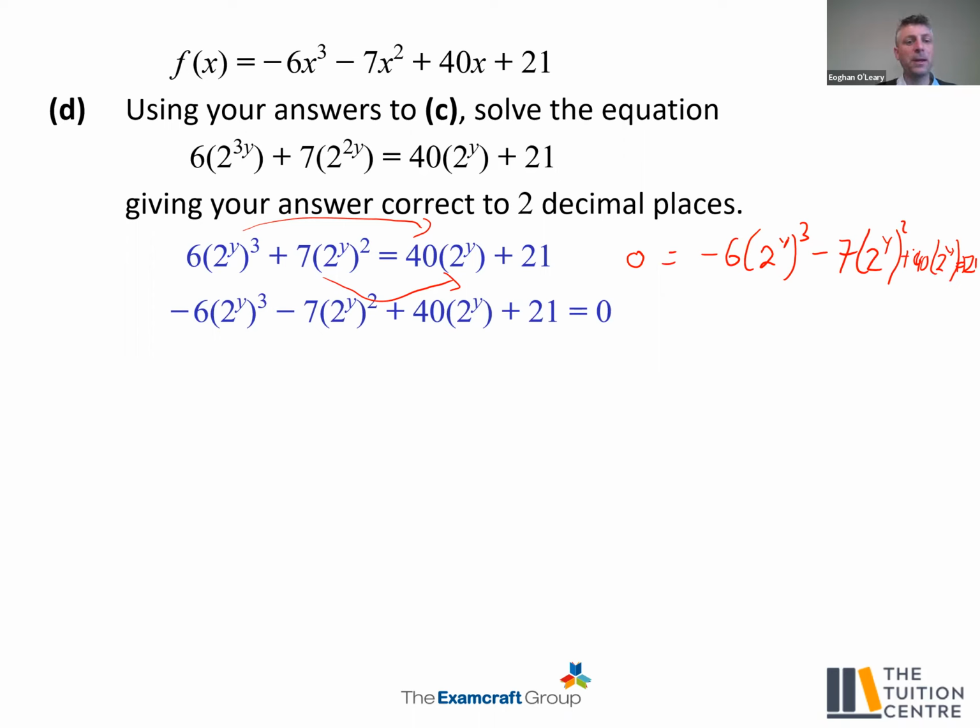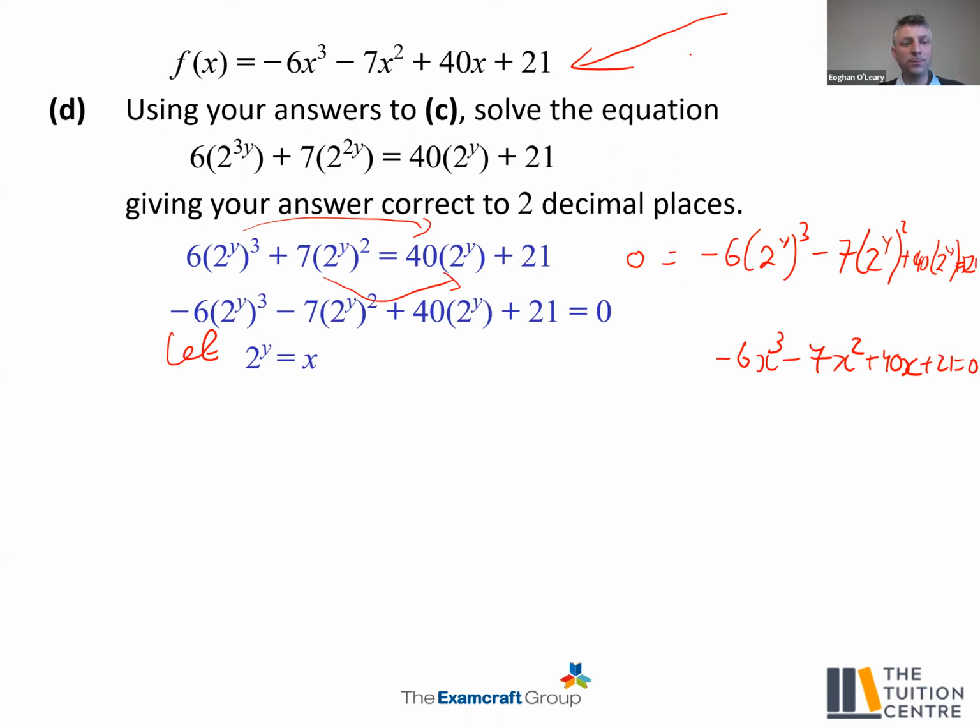And now I can say, well, let 2 to the power of y equal x. This is a trick we've seen before. So I will have this equation: minus 6x cubed minus 7x squared plus 40x plus 21 equals 0. And of course, that's what I have up here at the very top.